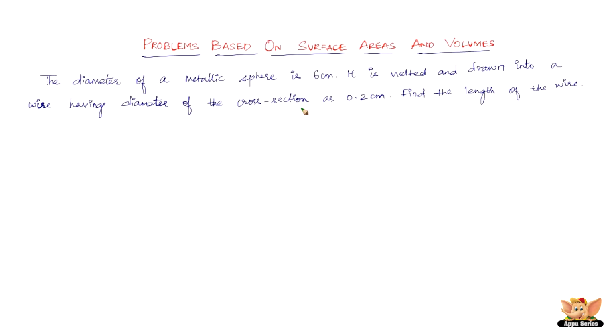The most important thing to notice here is when they say it is melted and drawn into a wire, it's nothing but another way of saying it is melted and drawn into a cylinder, because a wire is obviously, however thin or however thick it's going to be, a cylinder, a thin cylinder or a thick cylinder. So this wire is going to be a cylinder basically, with a diameter of the cross section as 0.2 centimeters.